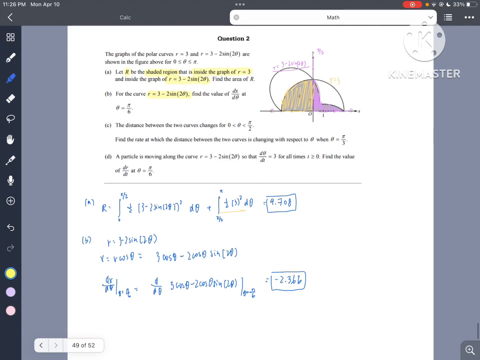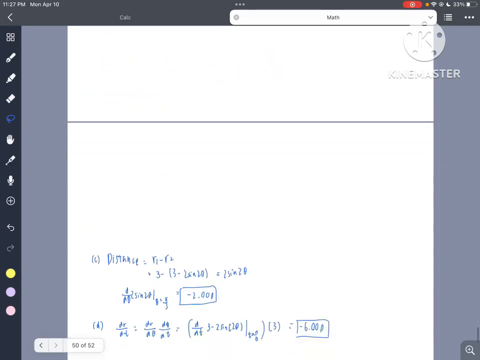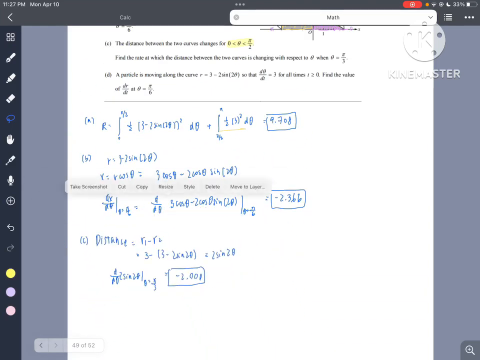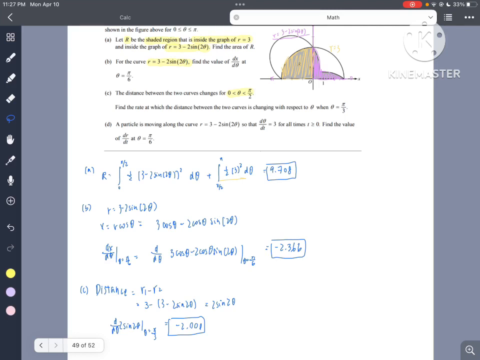Now let's look at question 3. The distance between the two curves changes in this range, so we need to find the rate at which the distance between the curves is changing. So the distance between the curves is just the distance between the two arms, like r, and the other, like theta is constant, so we just need to do r1 minus r2. So this is the expression for the distance, and then we find the derivative, which is equal to -2.